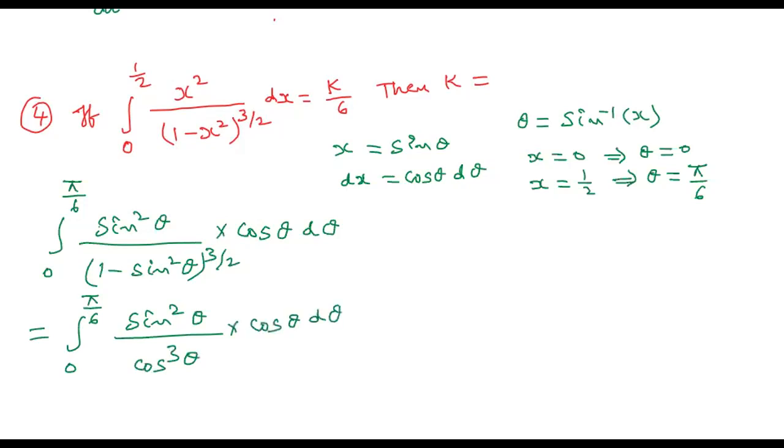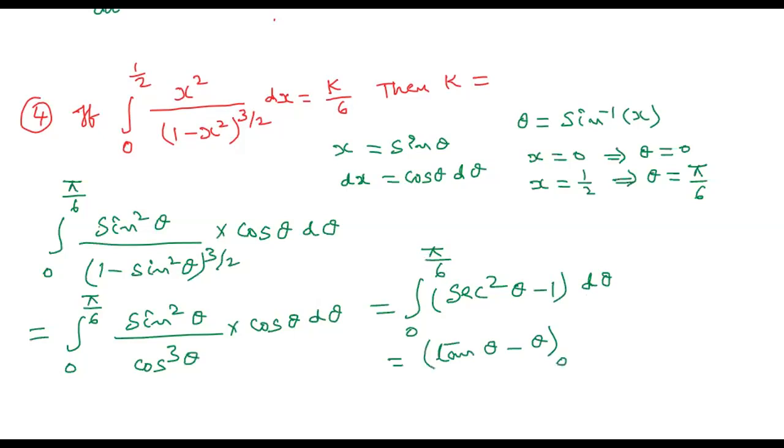So here see the calculation. We get 0 to pi by 6. One cos is cancelled. Sine square theta by cos square theta means tan square theta. What is the tan square theta formula? That is secant square theta minus 1 into d theta. Now, what is the integration of secant square theta? That is tan theta minus the integration of 1, that is theta. So the limit is 0 to pi by 6.